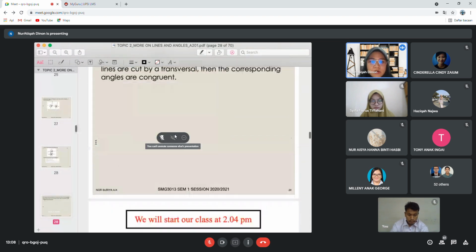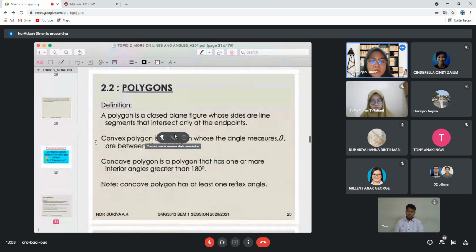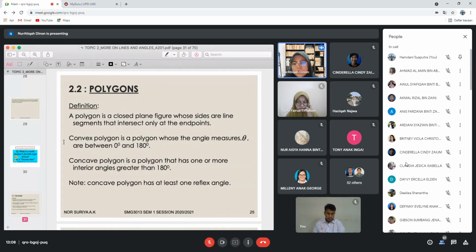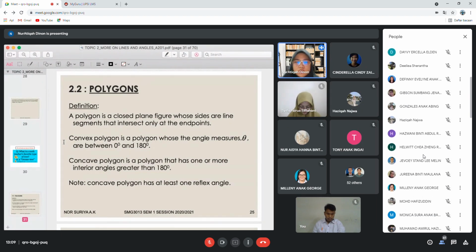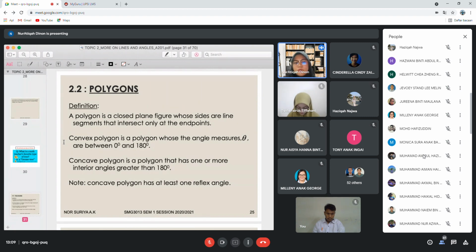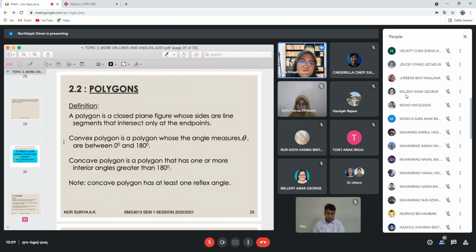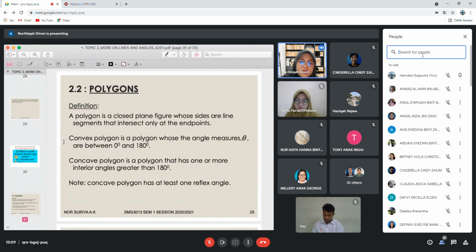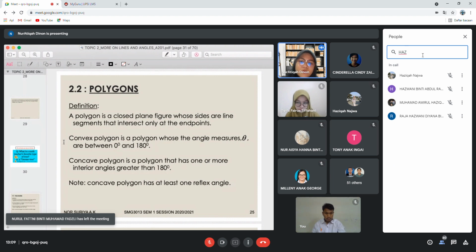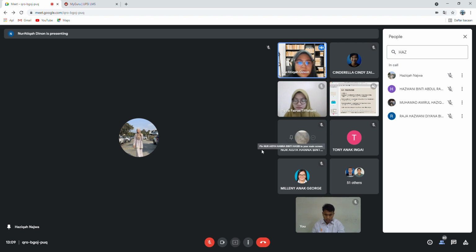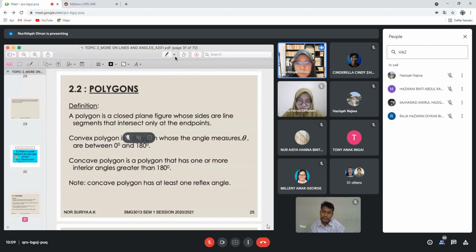Okay, now I'm gonna start the second part of topic 2, which is about polygons, the other name for shapes. So we're gonna go through some basic shapes that we will be using in this course. What is the definition of polygons? A polygon is a closed plane figure whose sides are line segments that intersect only at the end points. And then we have some definitions here, some different types of polygon.